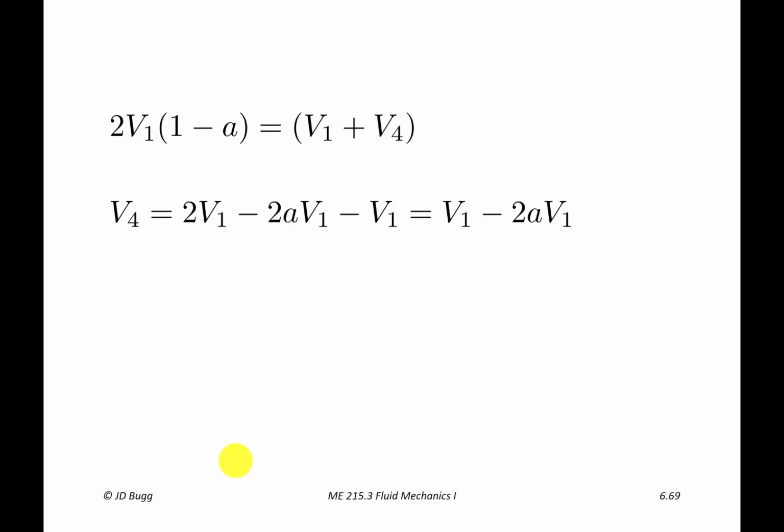So V4, I'm just rearranging this equation and solving for V4. So I'm just distributing this in here, 2V1 minus 2aV1, and then moving this V1 over the other side. Okay? And then, of course, there's 2V1 there and a V1 there, so that just becomes V1. So we can see that V4 is V1 times (1 minus 2a).